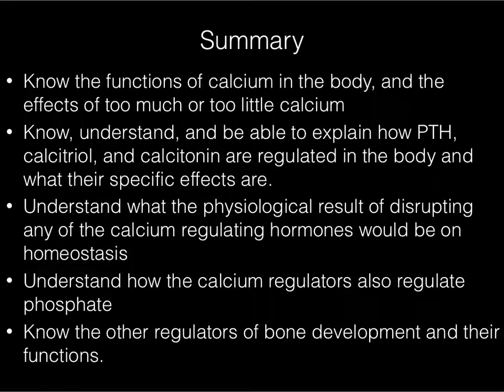You need to know how, if I say, what happens if somebody has a thyroid clear cell tumor where the clear cells are secreting too much calcitonin and they're not properly responding or regulating calcitonin, so they're just constantly producing a ton of calcitonin. What's the physiological effect of that? You need to understand how the calcium regulators affect phosphate, and particularly how parathyroid hormone and calcitriol affect phosphate differently, and how this has to do with the different sources of calcium that they're getting.